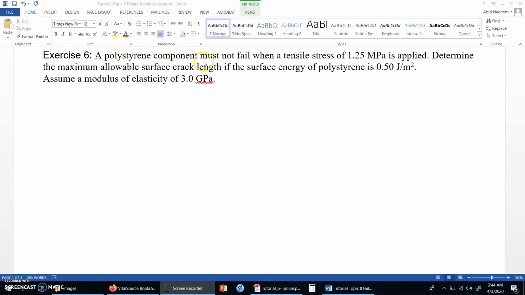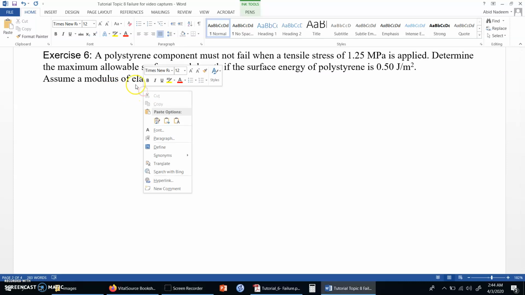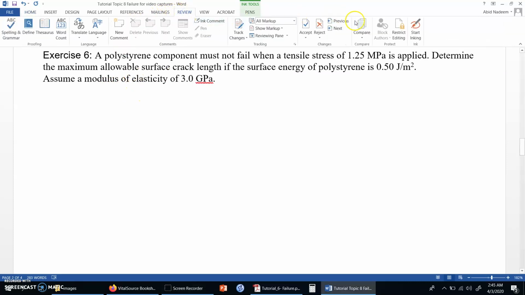Okay, a polystyrene component must not fail when a tensile stress of 1.2 megapascal is applied. Determine the maximum allowable surface crack length if the surface energy of polystyrene is 0.5 joules per square meter. Assume a modulus of elasticity of 3 gigapascal. Polystyrene is a lightweight material, and its strengths are also relatively low, as you can see from these values as well. But anyway, for this question, we can find the critical stress value for failure by this formula.